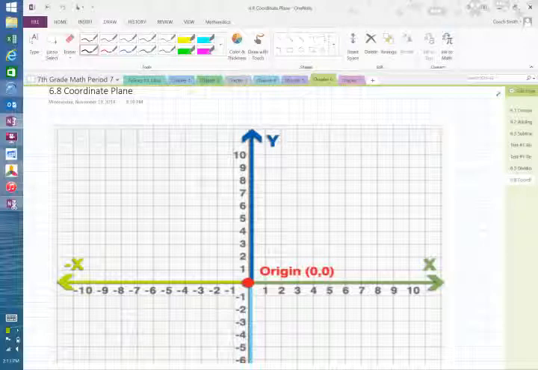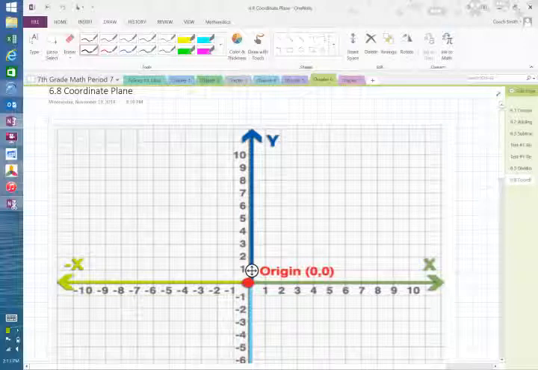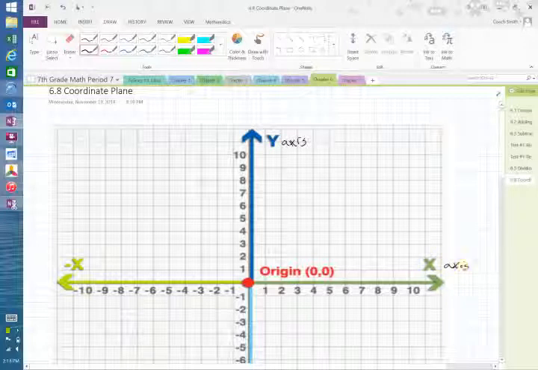Okay, today we're talking about the coordinate plane. The coordinate plane is basically a vertical number line and a horizontal number line that intersect each other. We have the vertical number line, which is called the y-axis. The horizontal number line is called the x-axis.